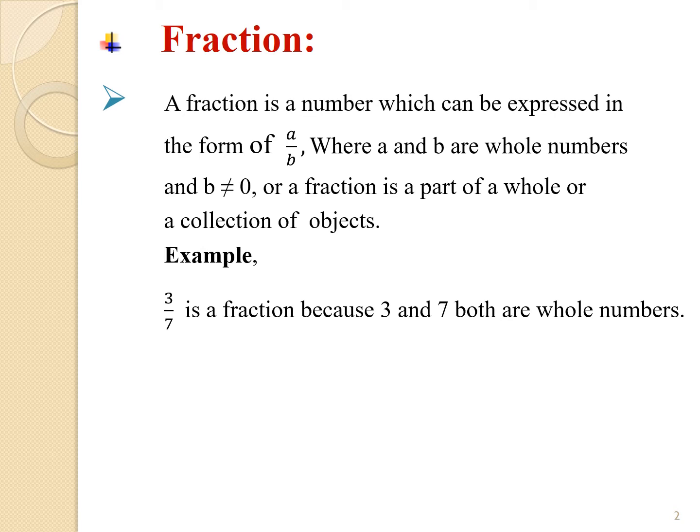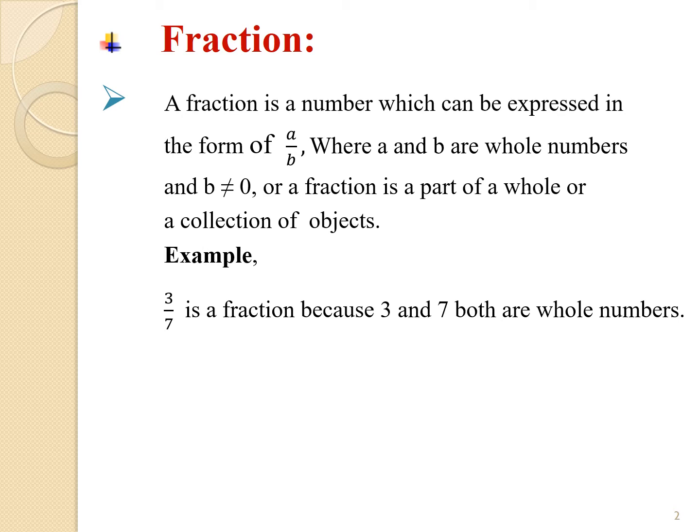They are like fractions. Like fractions are the fractions with same denominators. Example, 1 upon 3, 2 upon 3, 5 upon 3 are like fractions. Unlike fractions, fractions with different denominators are unlike fractions. Example, 2 upon 5, 3 upon 7, 8 upon 9 are unlike fractions.